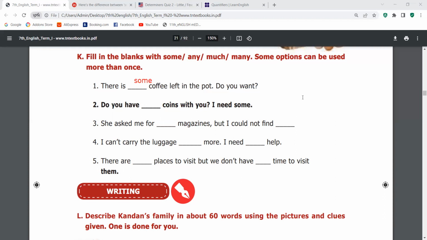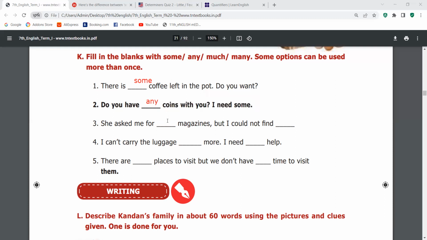Do you have dash coins with you? I need some. Do you have some coins with you? I need some. Again, some and some we won't use. Do you have any coins with you? Do you have much coins with you? Do you have many coins with you? Any is the right option.